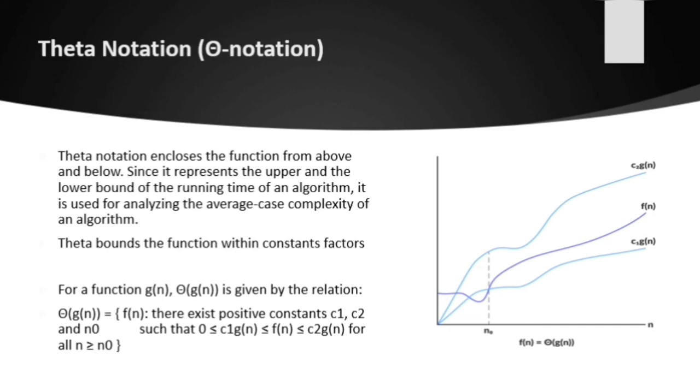It can be described as a function f(n) belongs to the set theta(g(n)) if there exist positive constants c1 and c2 such that it can be sandwiched between c1 g(n) and c2 g(n) for sufficiently large n. If a function f(n) lies anywhere in between c1 g(n) and c2 g(n) for all n greater than or equal to n0, then f(n) is said to be asymptotically tight bound.